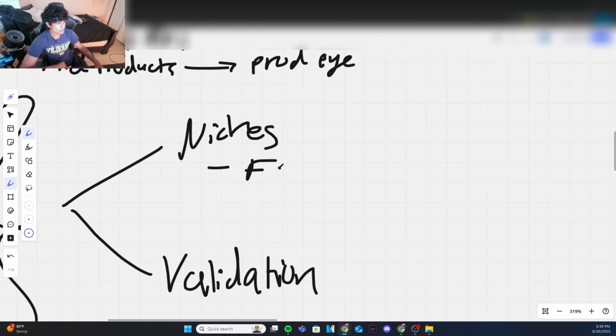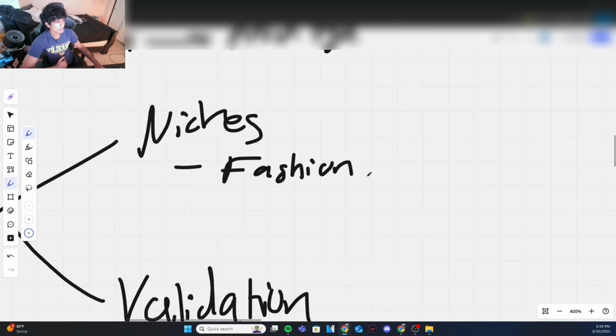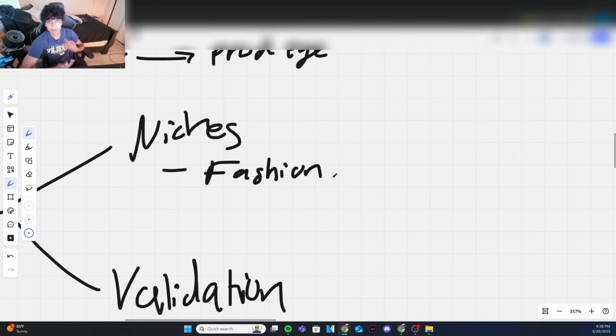So a lot of niches you should avoid are fashion. I don't like fashion that much unless it's like a seasonal product, unless it's something super viral. The reason I don't like fashion is because you're gonna have a lot of returns, sizing issues. It's just your net is always gonna be bad. Like everyone that runs fashion always has a 10% or less net margin, and that's if they can scale it. So I don't like it for that reason.